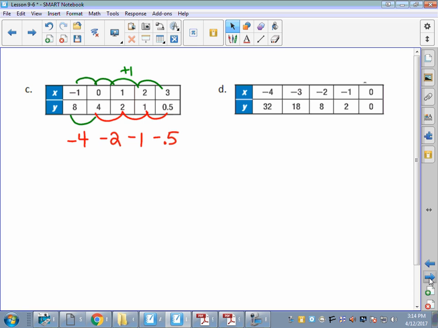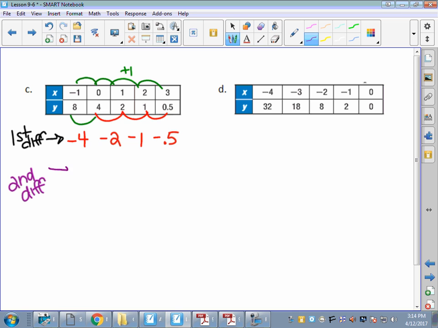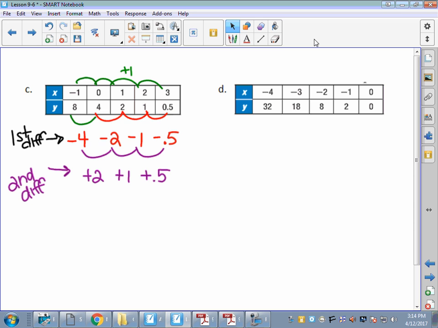So are my first differences all the same? So now I need to check my second differences, right? If the first don't tell me it's linear, I keep going. If I get an answer, I'm done. So my second differences. How do I get from negative 4 to negative 2? Going up by 2. How do I get from negative 2 to negative 1? How about negative 1 to negative 1 half? So my second differences are not all the same. So this is not linear. This is not quadratic. So I'm going to do a quick little check.